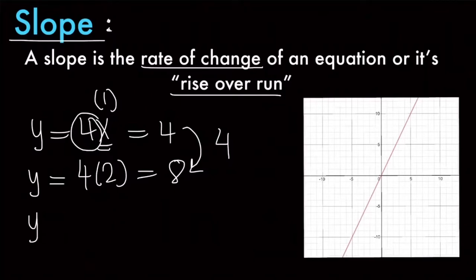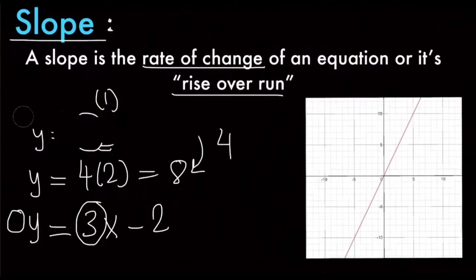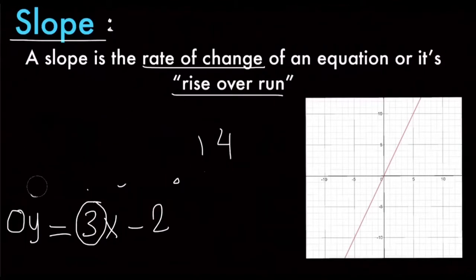Another example would be y equals 3x minus 2. Here the rate of change is stated directly by the number beside x. This is the slope, or the rate of change. There can be situations where there is a number by y, and it's not simplified in this perfect form where we can directly find the slope. In this situation, we would have to manipulate the equation so it can be in this form.